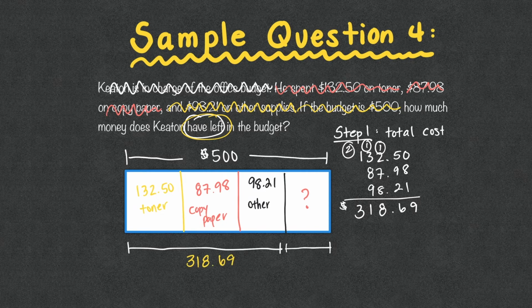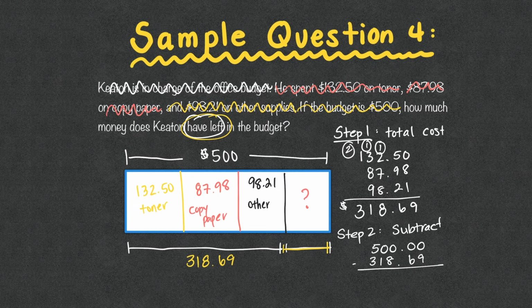$318.69. Now I'm going to look for how much is left. So if I have this amount, I'm missing this piece right here. This is going to be a subtraction problem. So step 2, we take our budget of $500, and I'm going to add the decimal point and 2 zeros, minus $318.69. You can put this in your calculator.